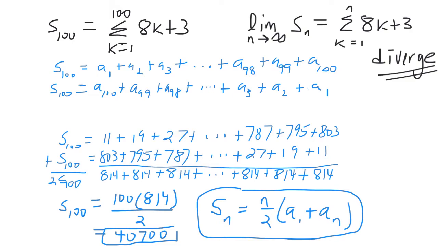So what we said is that if you add up an infinite number of terms and sum them together, the limit as n approaches infinity, as you get more and more terms and start to approach an infinite number of terms, it will diverge.